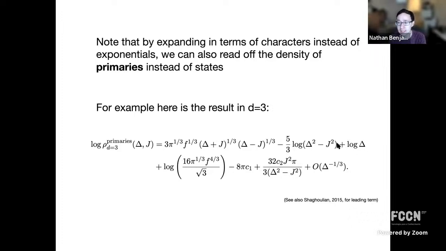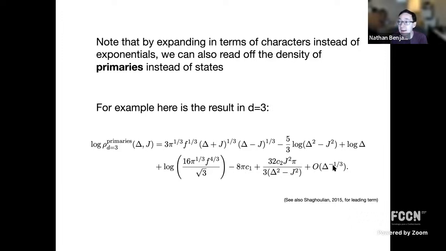So there's no log t terms, but log delta is fine. These come from some one-loop expansion. Now here, the C1 and C2 are again the Einstein and Maxwell terms that show up. And then there's an error term here. I'll just say that this computation already appeared in a very beautiful paper by Shaghoulian in 2015 that I encourage you to check out if you're interested.